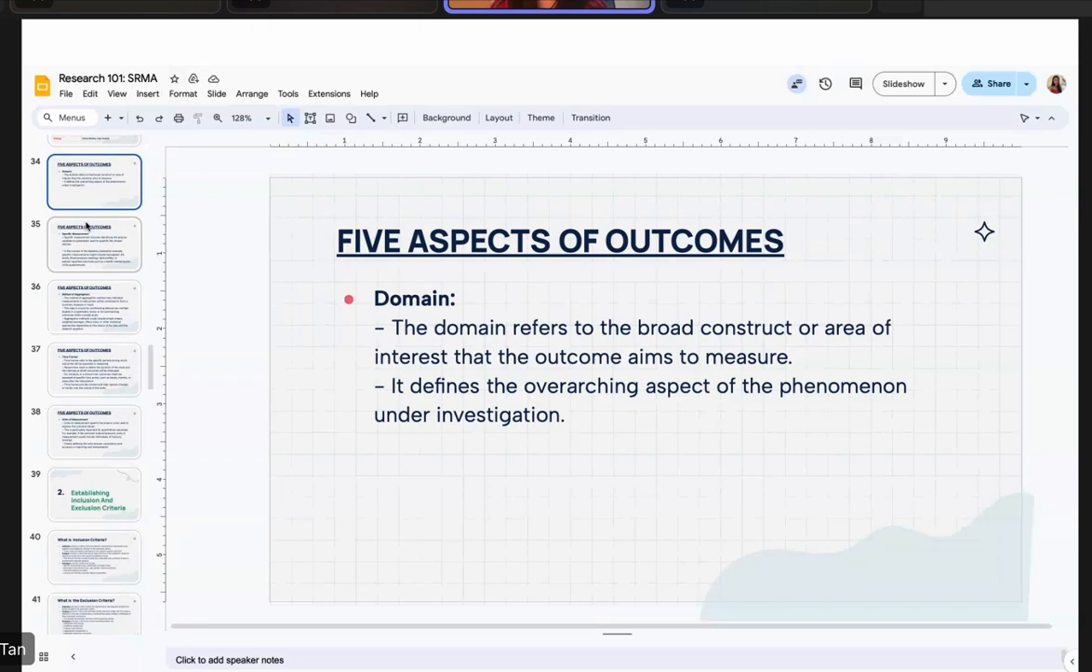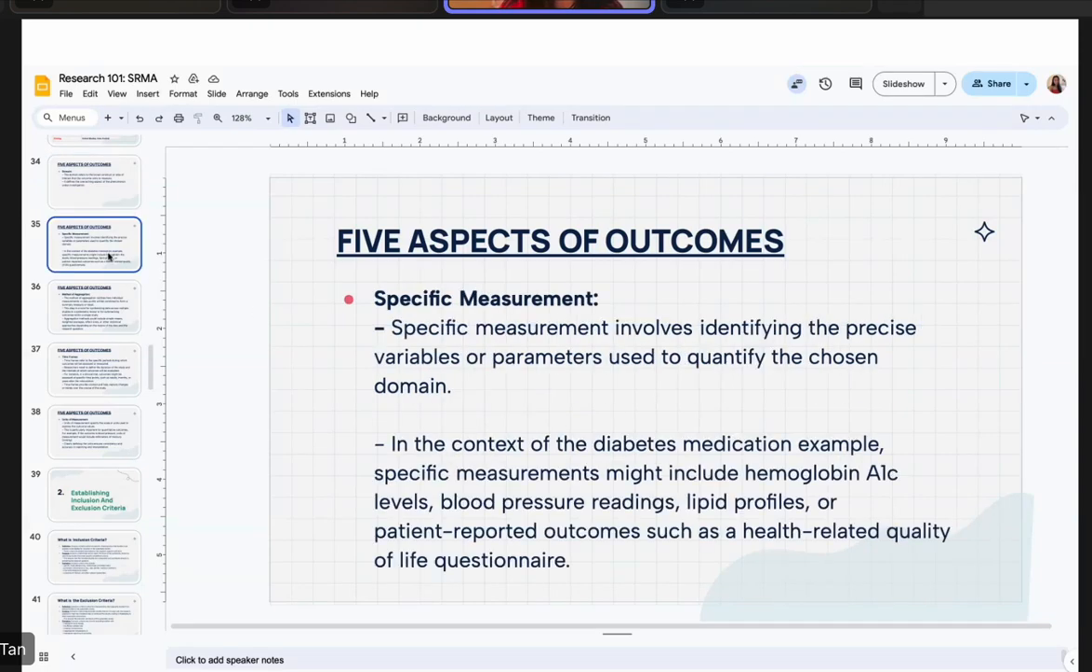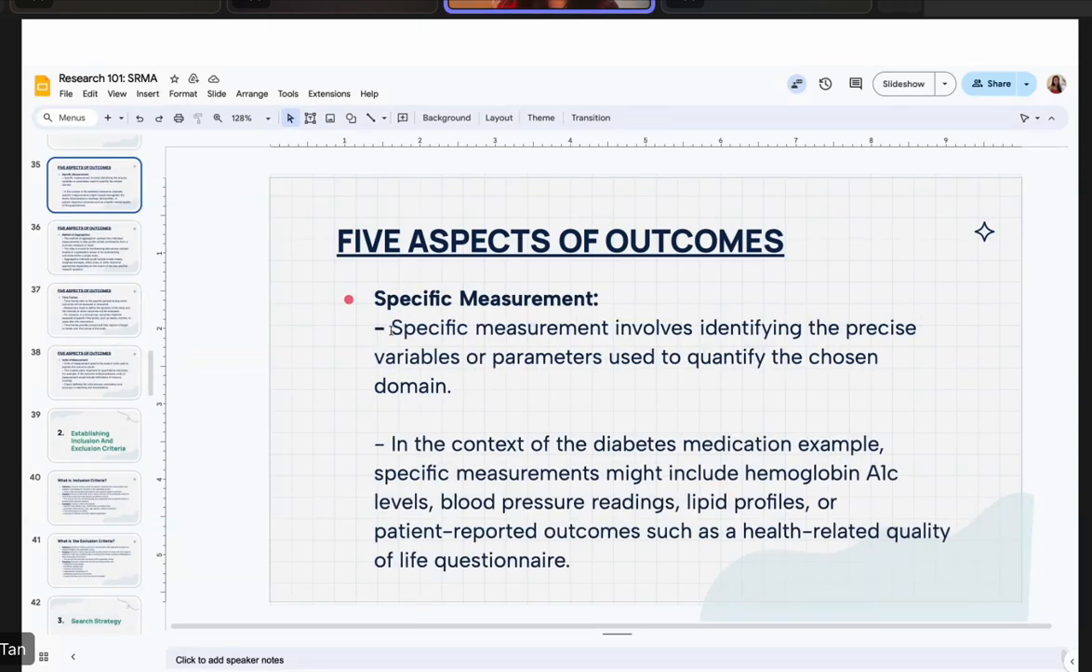Right, so 5 aspects of outcomes. We have our domain. The domain refers to the broad construct or area of interest that the outcome aims to measure. It defines the overarching aspect of the phenomenon under investigation. Then you have your specific measurement, involving identifying the precise variables or parameters used to quantify the chosen domain. In the context of the diabetes medication example, specific measurements might include hemoglobin A1C levels, blood pressure readings, lipid profiles, or patient-reported outcomes such as a health-related quality of life questionnaire.